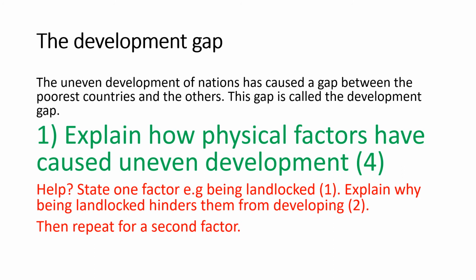If you want some help for this question, you need to start by stating one of the factors that we've just written about. For example, you could state that being landlocked causes uneven development. That would get you 1 mark. And then for the second mark, you need to explain why being landlocked hinders them from developing. If you do that, you earn 2 marks. And then you need to repeat for a second factor. Please spend 5 minutes writing up a really good answer now, which you will then submit to your teacher. When you've done that, move on.